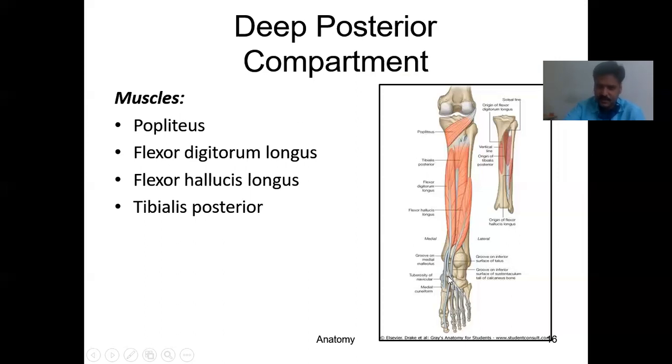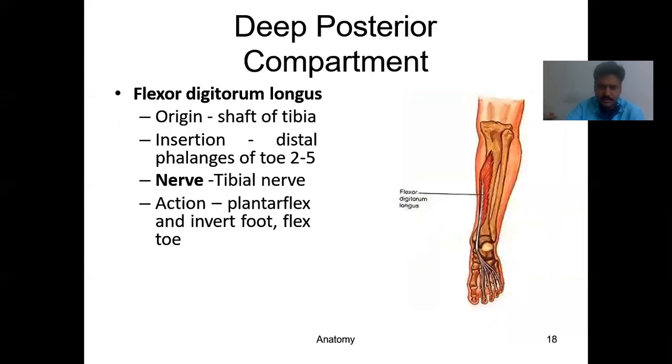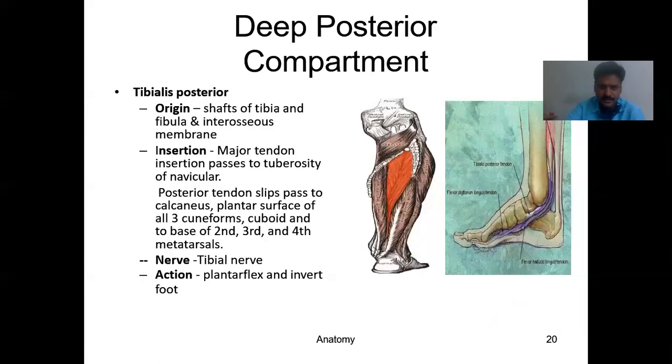What are those slips called? Turner's slips. Turner's slips are given by the flexor hallucis longus to the flexor digitorum longus. So that's about the flexor digitorum longus and flexor hallucis longus.